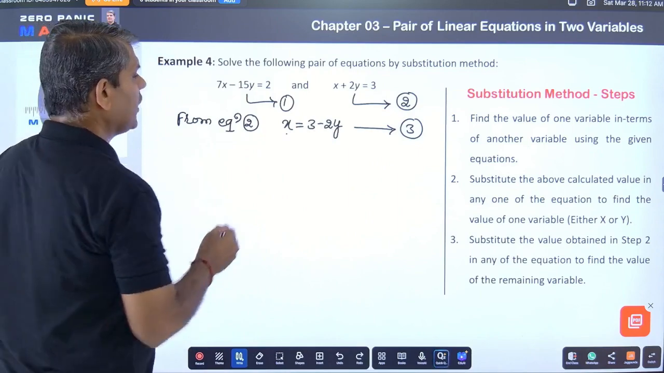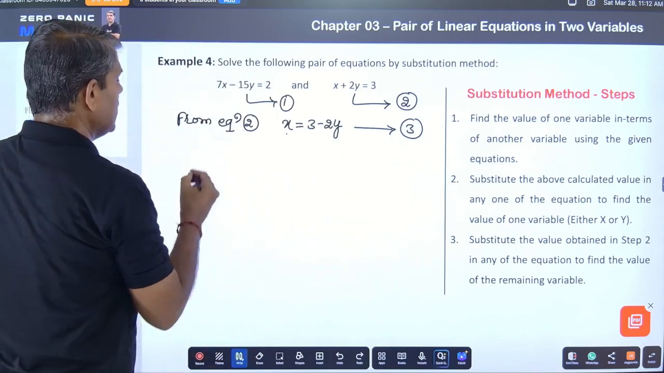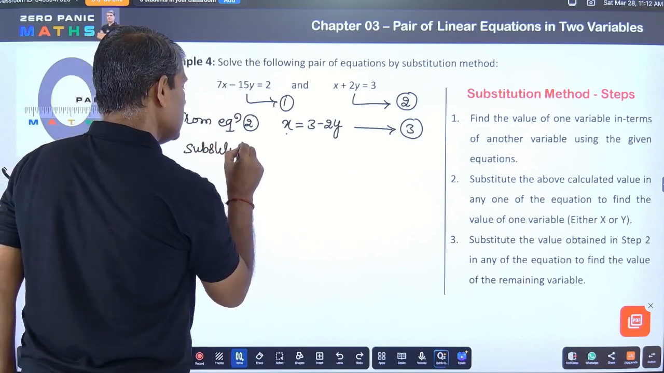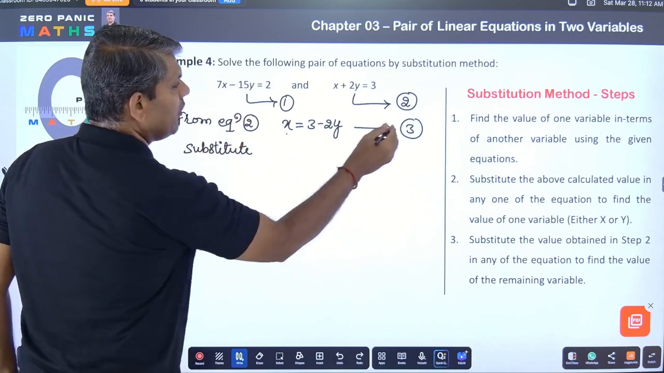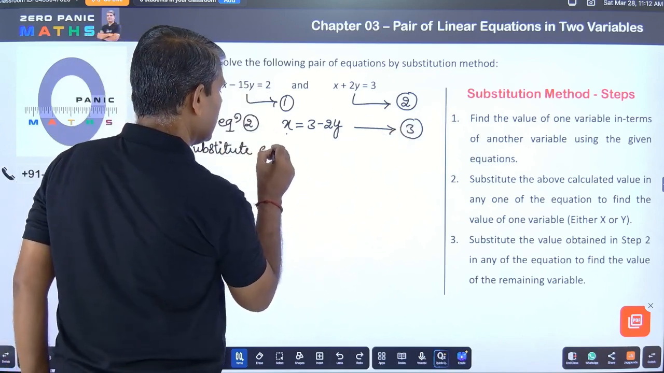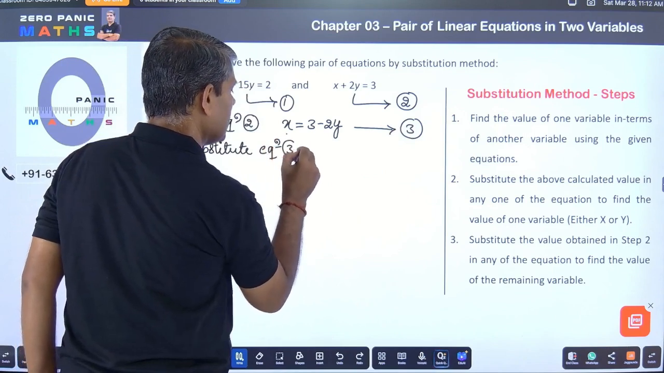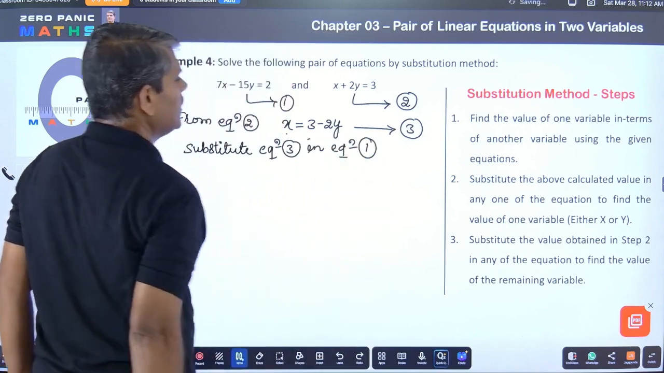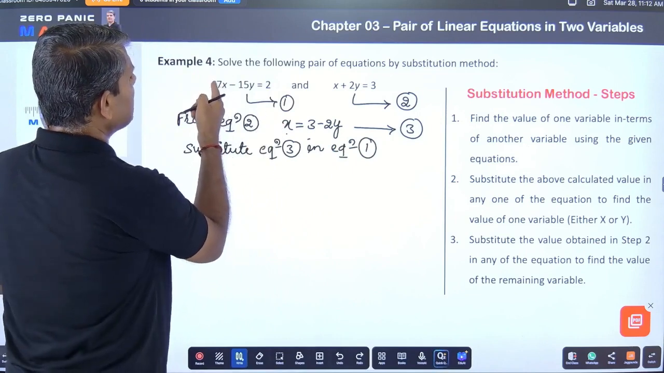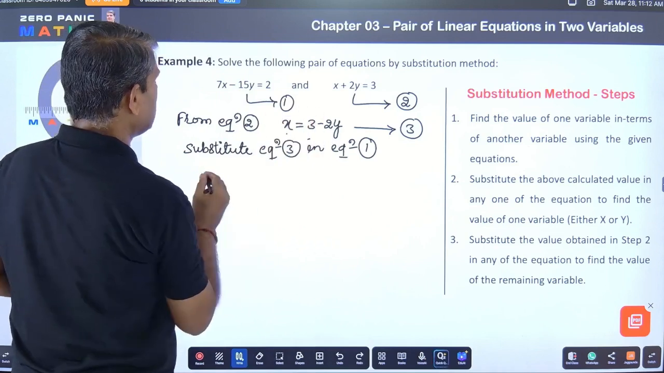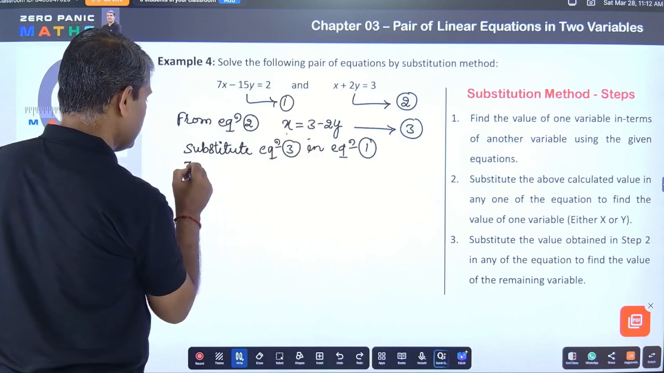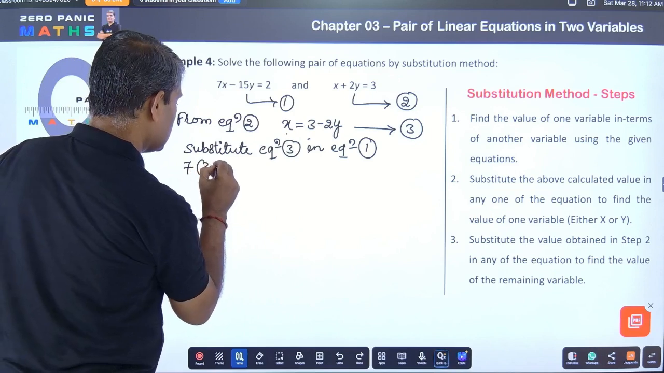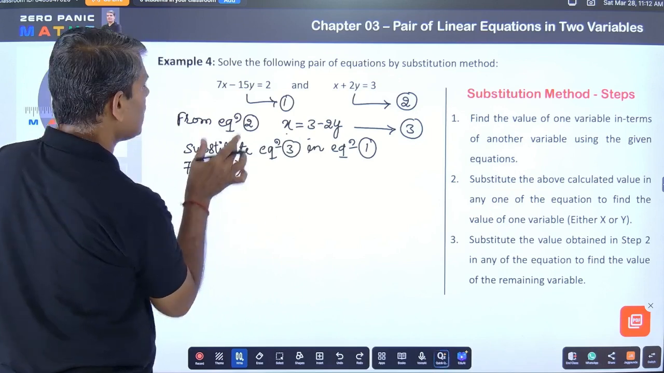Okay, let me perform the second step. What I'll do is substitute equation 3 in equation 1, right? That is the second step. In equation 1, in place of x, see 7x, in place of x I will be putting this value. So let me write that: 7 into (3 minus 2y). In place of x I am putting that.